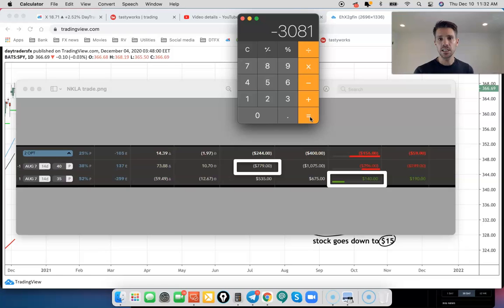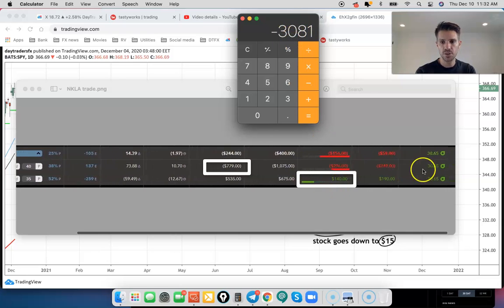That's $3,081, or sorry, $3,081. So what this means is we are required to buy the stock. We're assigned the stock at $40, but we really own it just below $31. Where's the stock currently trading? $30.65. We own it at $30.81.